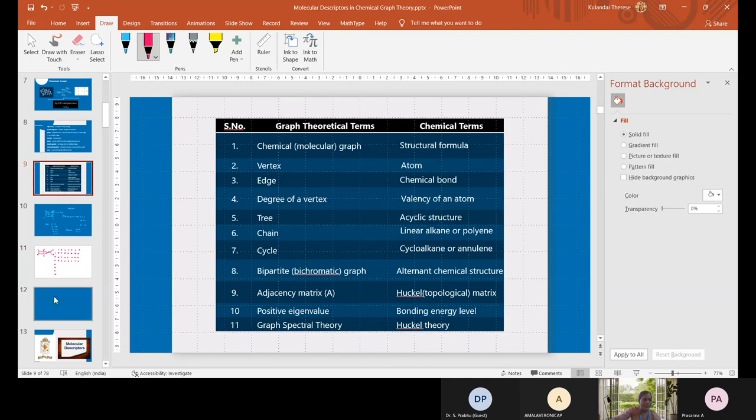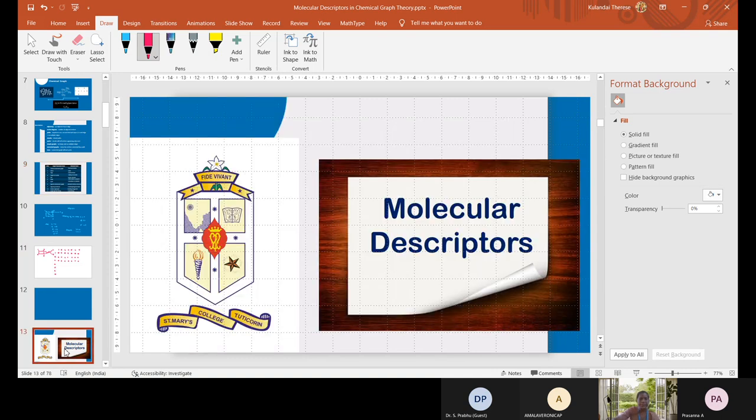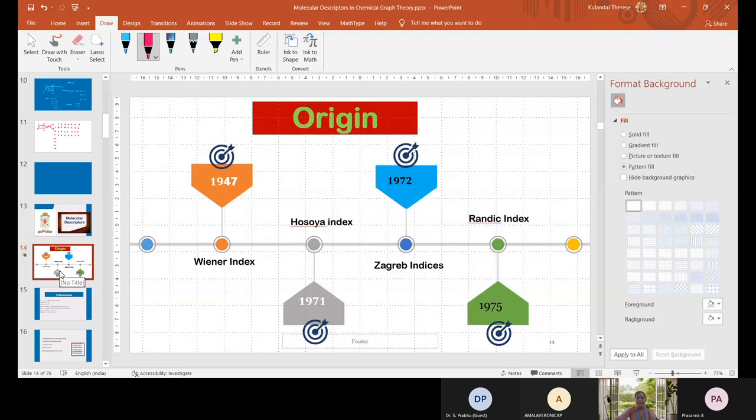Then we deal about, now we move to molecular descriptors. What are the molecular descriptors? This is the origin. In 1947, to find out the boiling point, he identified the Wiener index.